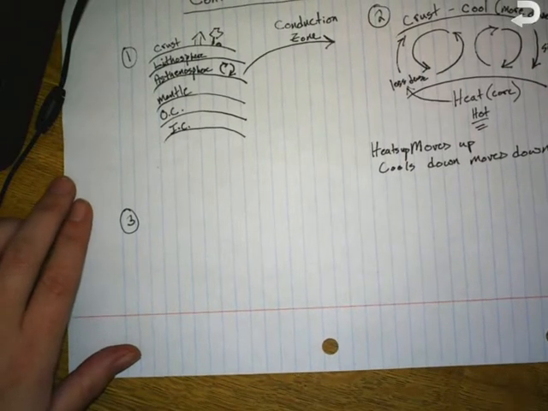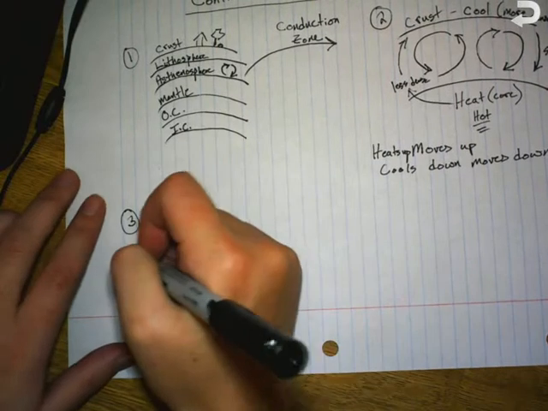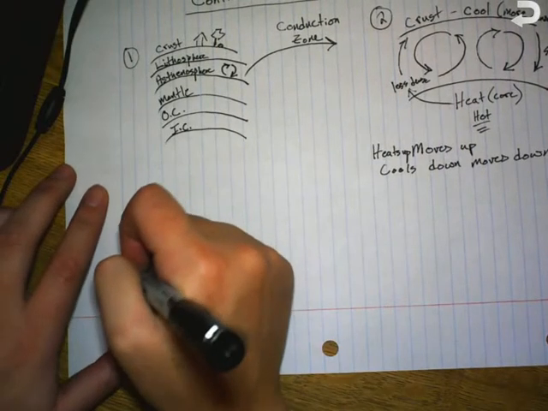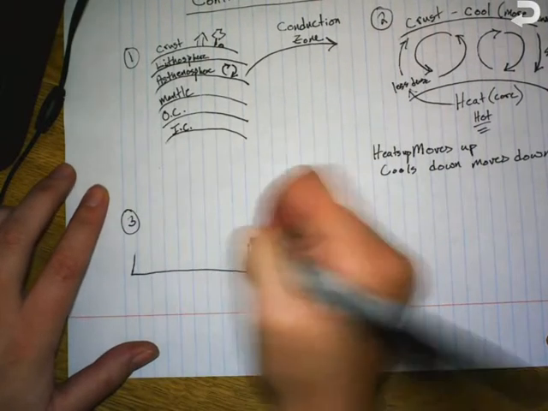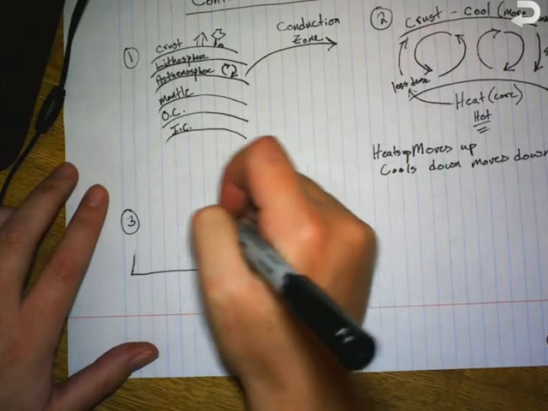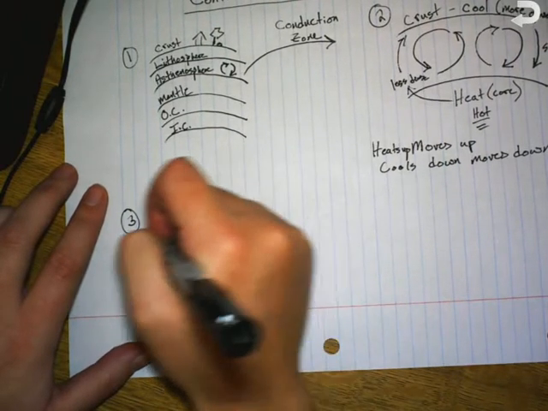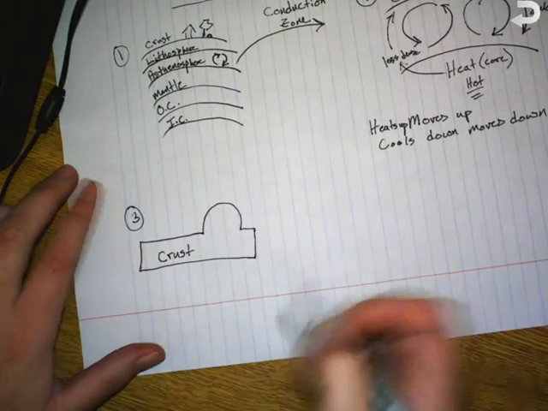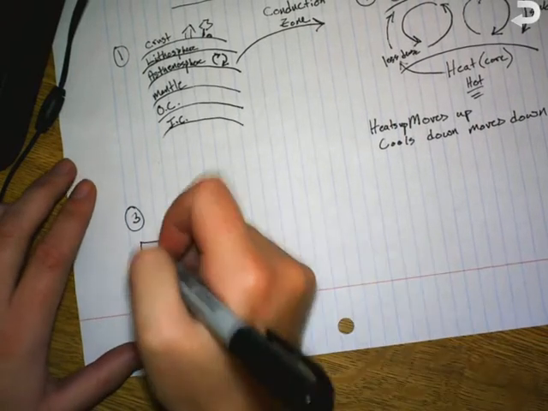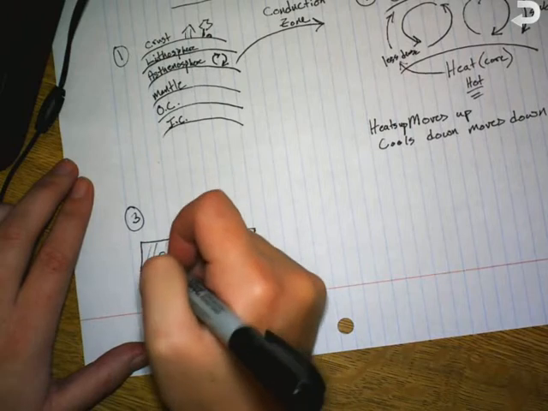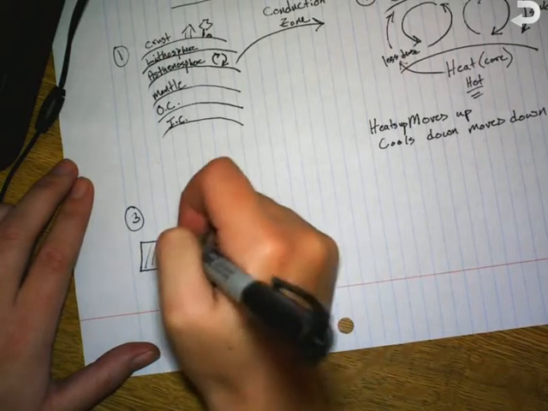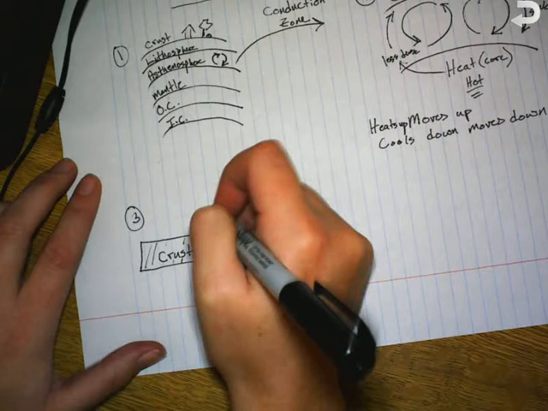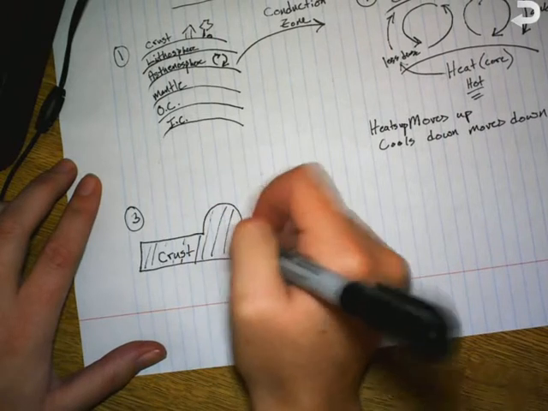Okay, diagram 3. Okay, now don't worry if you can't draw as good as me. Okay, it'll happen. Yeah, probably not today, but that's okay. You'll get there, super students. Okay, so this is a side view of the crust.